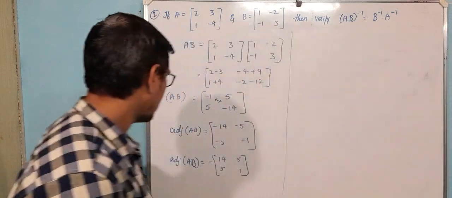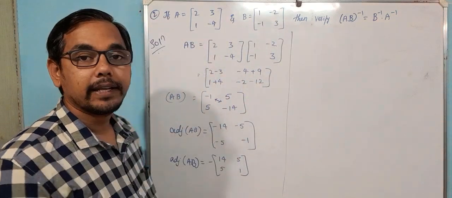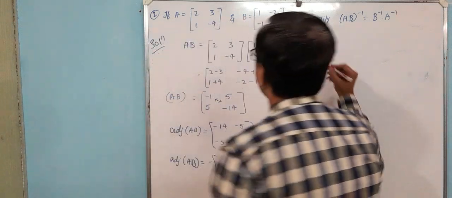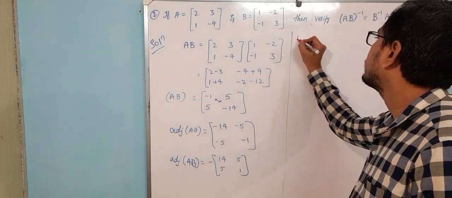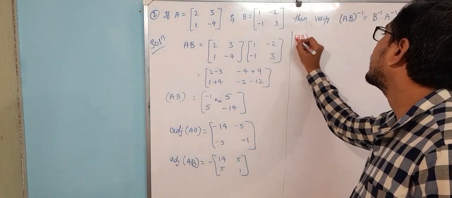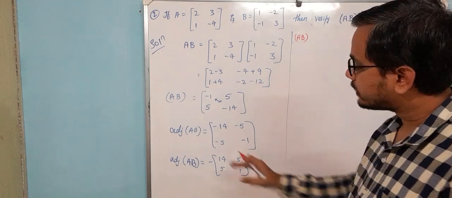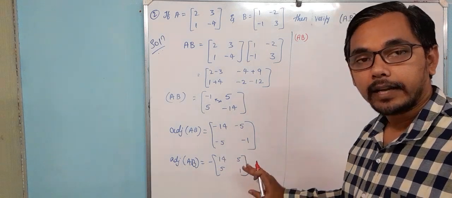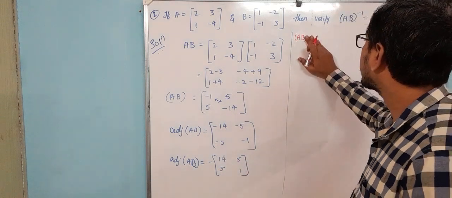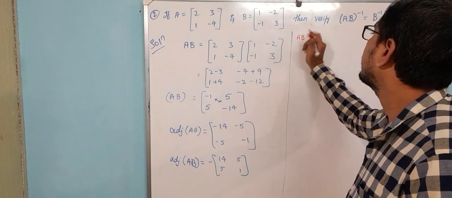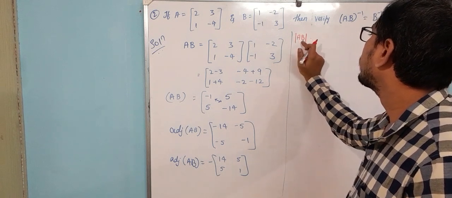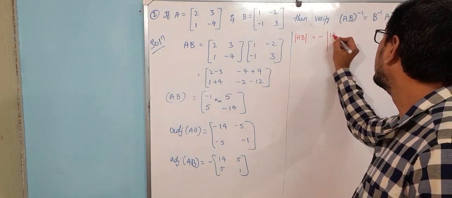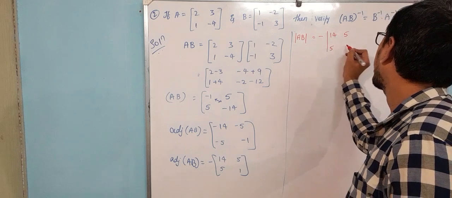Now we have calculated the adjoint of AB. We need the inverse, AB whole inverse. To get it, we need the determinant of this and the adjoint of this. Adjoint we have calculated. First let's calculate the determinant part. Determinant of AB is minus outside, determinant of [14, 5; 5, 1].